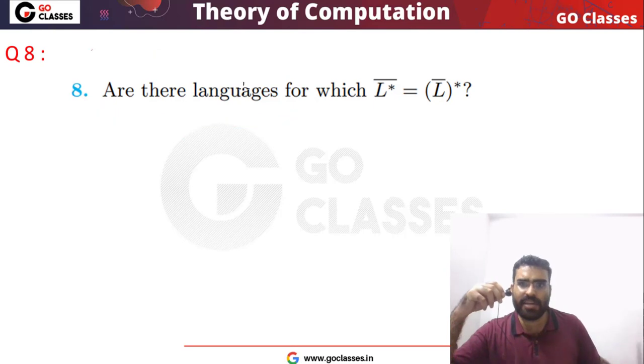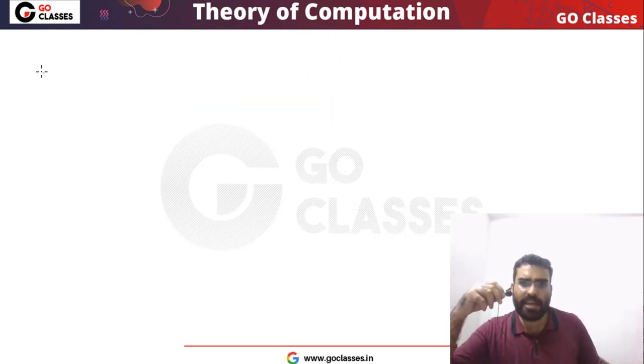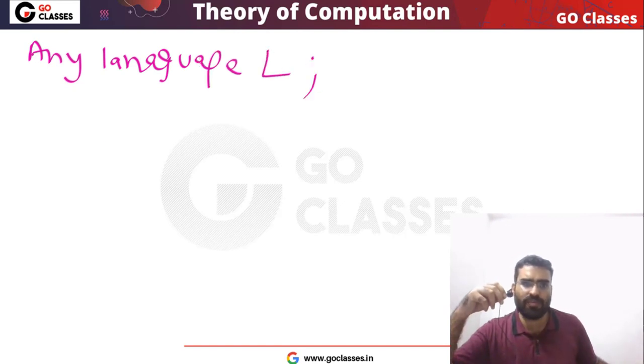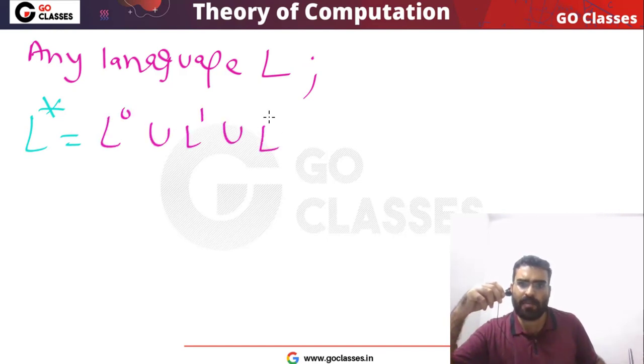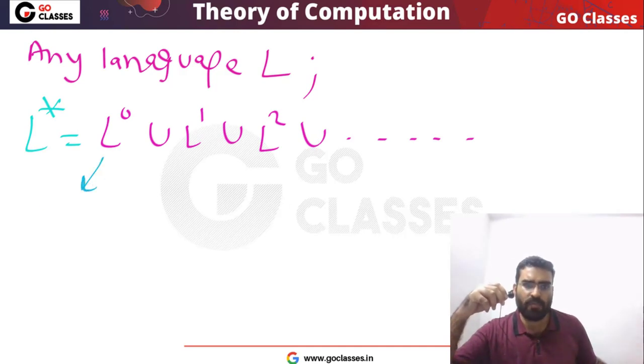Is there any language for which this will happen? Now one thing you observe: whatever language you take, it can be any language, empty language or universal language, any set of strings. If you take any language L, then what will happen? Remember what is L star? L star means L power 0, union L power 1, union L power 2, and so on. This is your L star. And what is L power 0? That is the set containing the empty string.